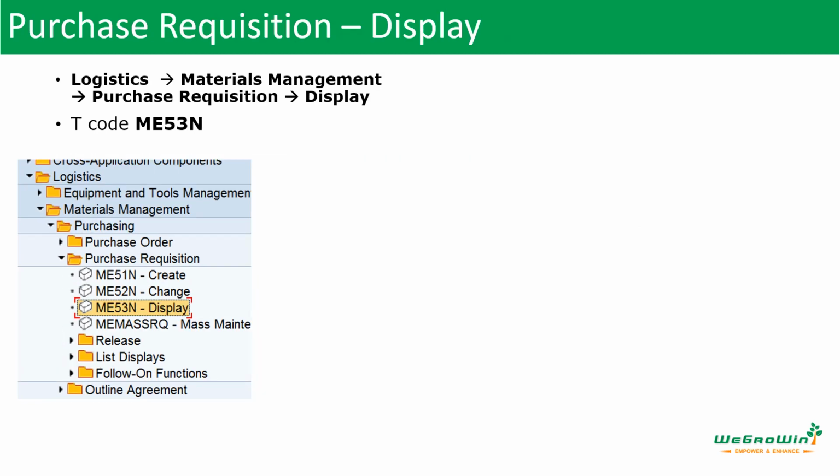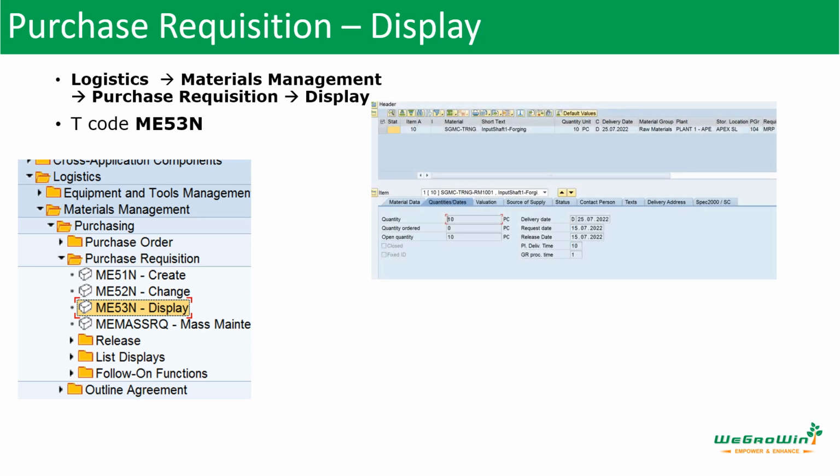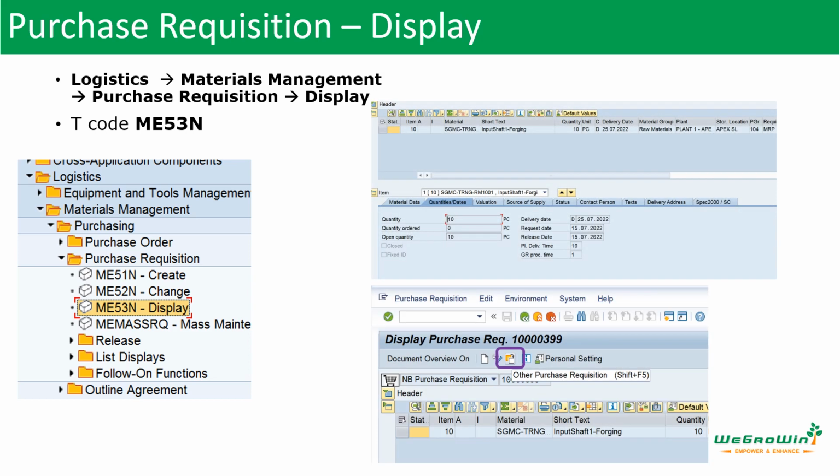The purchase requisition can be displayed using transaction ME53N or by following the menu path shown here. By default, the previous purchase requisition will display. To see another purchase requisition, use the icon shown here and enter the purchase requisition number.